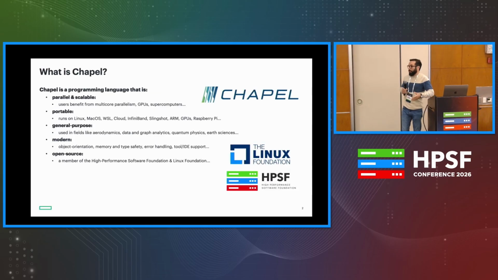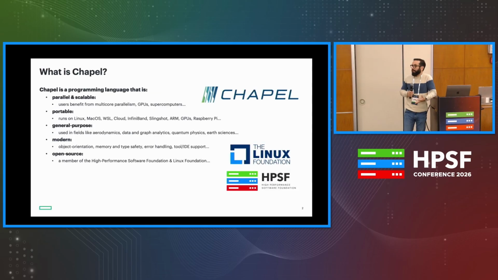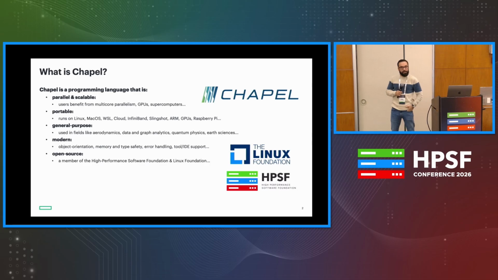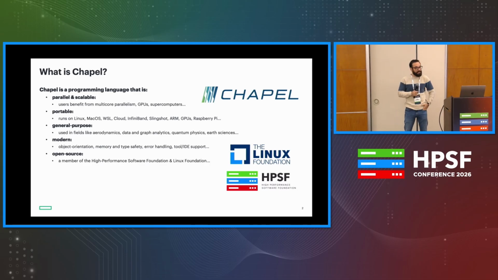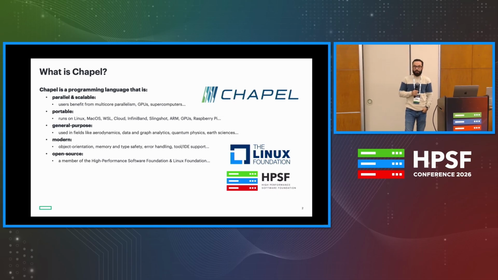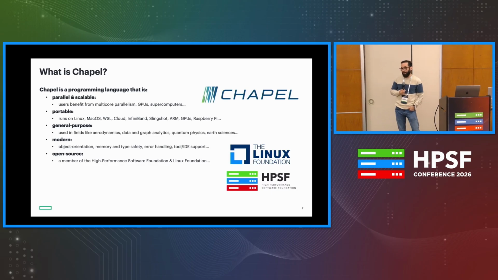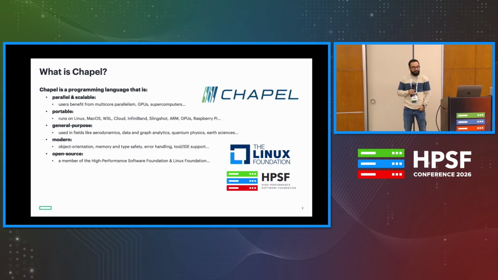So I say Chapel a lot. I'm assuming that you have at least heard of it before, but if you haven't, Chapel is a parallel programming language that is designed to be parallel and scalable from day zero, basically. It can run on multi-core CPUs, it can run on GPUs, it can run on supercomputers, anything that you have in terms of conventional parallel hardware. It is portable. It runs on different operating systems, different networking layers, and different architectures.